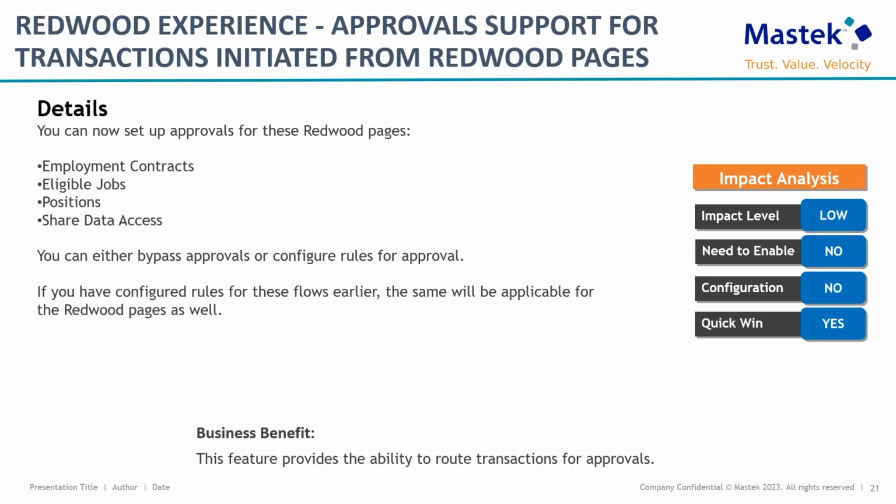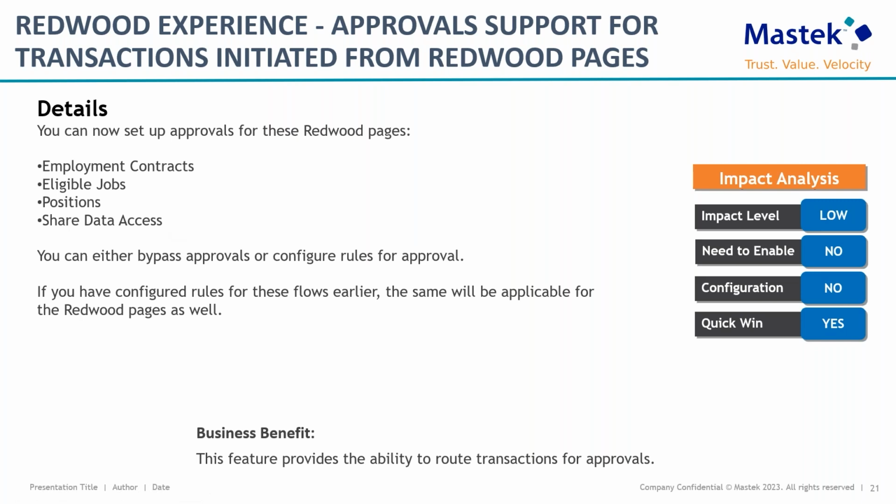The next feature is in Redwood Experience: approval support for transactions initiated from Redwood pages. As we all know, we have Redwood Experience introduced from past few releases. Now, for all these pages, we have Redwood Experience on employment contracts, eligible jobs, position, and shared data access. From here on, approvals are also supported on these pages. You can either bypass approvals or configure rules for approval.